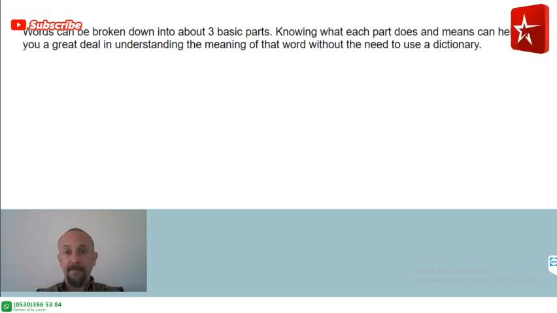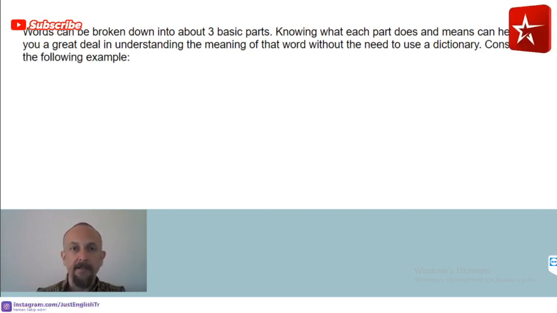So what we do instead is we look at the word and we break that word down into parts and we compare it with other words that we already know. And we try to guess the meaning of that word. Of course, it's not always enough, but if we look at that word within a sentence, we get a better understanding as to what that word can mean. So let's go to the next slide.